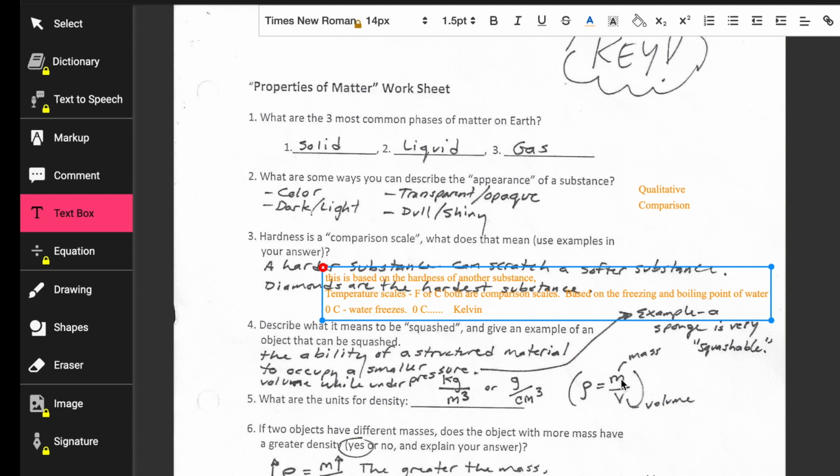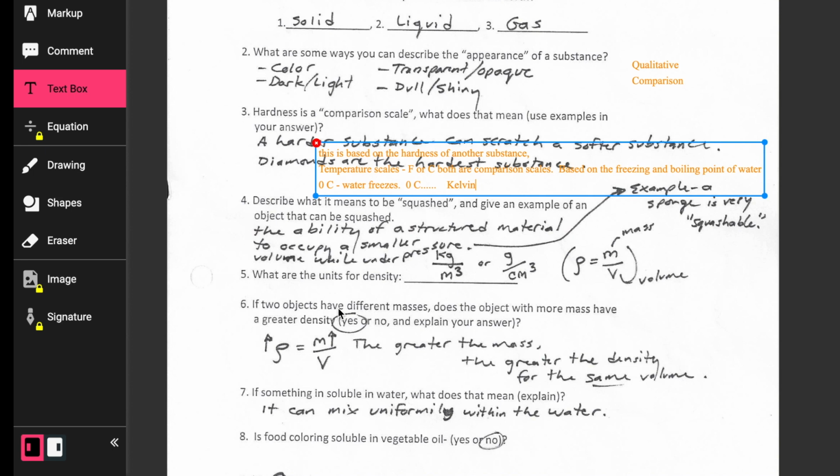And mass divided by volume is density. Our units are kilograms per meter cubed or grams per centimeter cubed. So for example, water's density is 1 gram per centimeter cubed. And ice has a lighter density, which is why it floats on water.